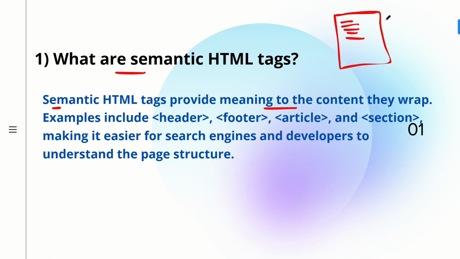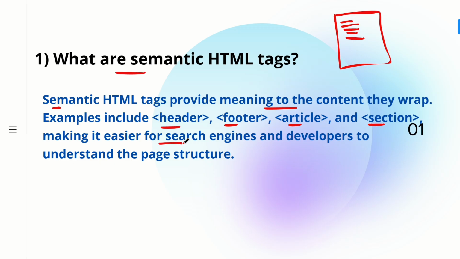Then they provide some kind of meaning, that is, is it something related to the main content, or is it something for navigation, or is it a header, or is it a footer. So such meanings are conveyed through semantic HTML tags. Examples of semantic HTML tags are header, footer, nav, article, section, aside, main, figure, and figcaption. There are multiple semantic HTML tags, and they make it easier for search engines to rank your website.